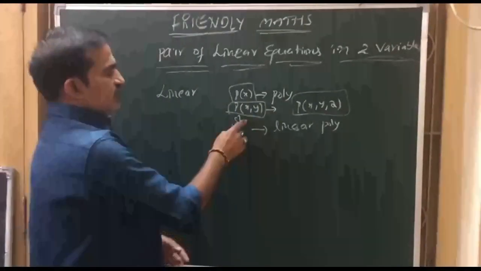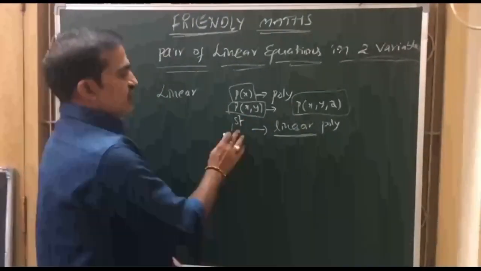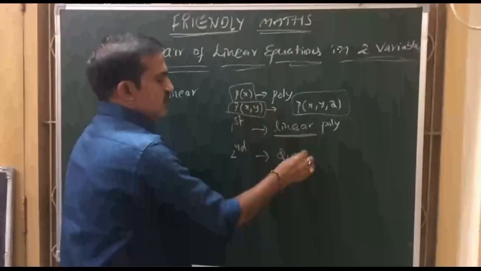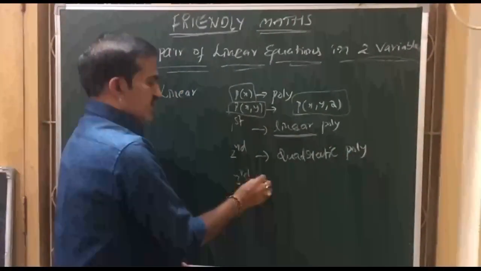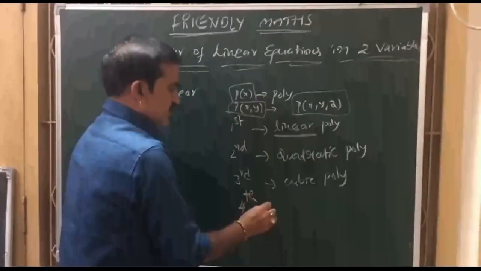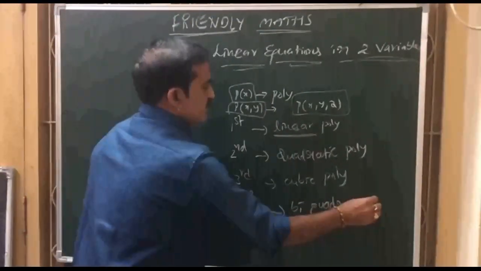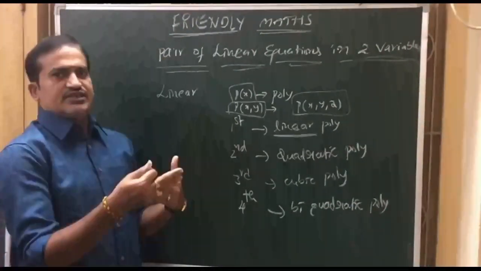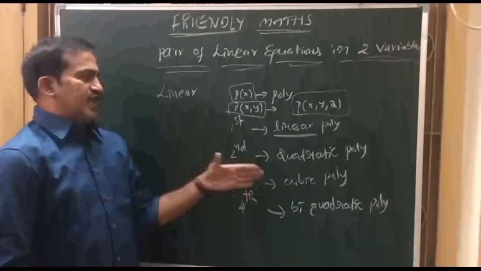The name linear itself is derived from first degree. A first degree equation is called a linear polynomial. A second degree polynomial is called a quadratic polynomial. This is also one more chapter we can discuss later. A third degree polynomial is called a cubic polynomial, and a fourth degree polynomial is called a biquadratic polynomial, and the remaining degrees are named depending upon their degree: fifth degree, sixth degree, like nth degree polynomial. But these particular degrees have standard names.